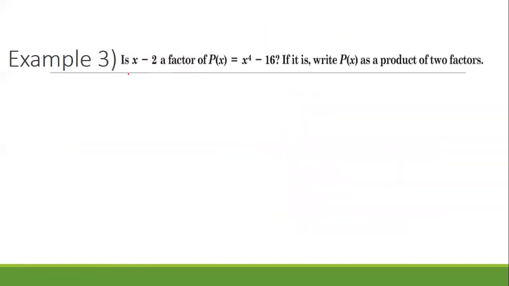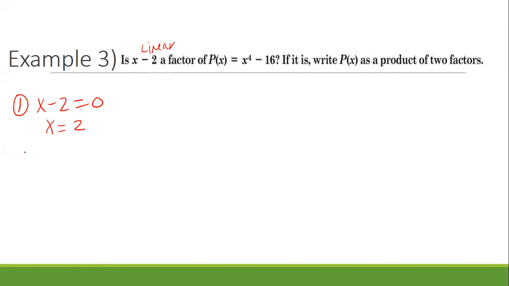So here we have, is x minus 2 a factor of p of x equals x to the 4th minus 16? If it is, write p of x as a product of two factors. So x minus 2 is a linear factor. My degree is 1. So step 1 tells me I'm going to set the factor equal to 0. So x minus 2 equals 0, so x equals 2.